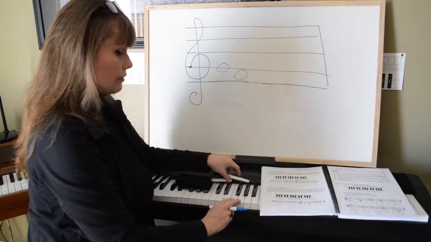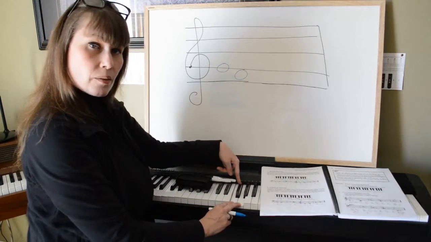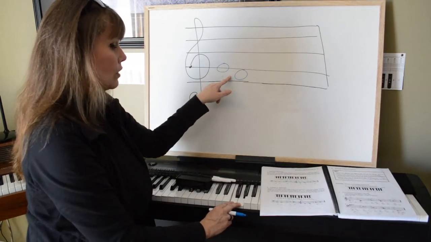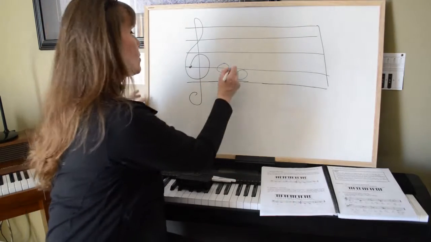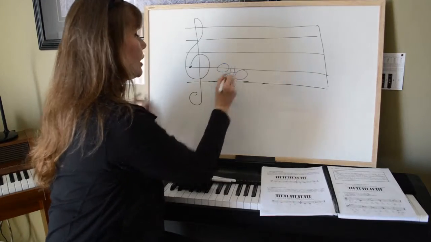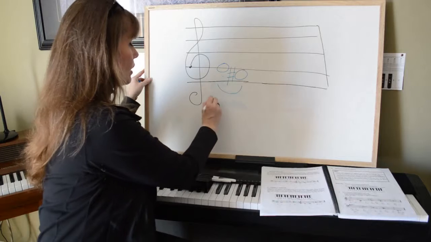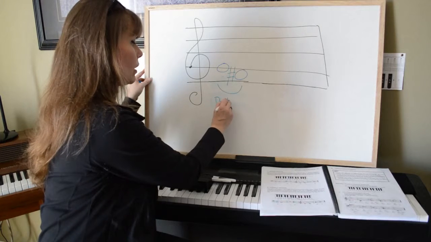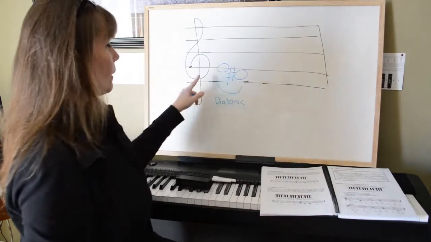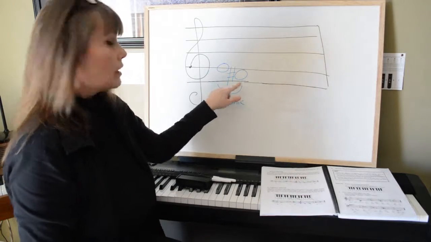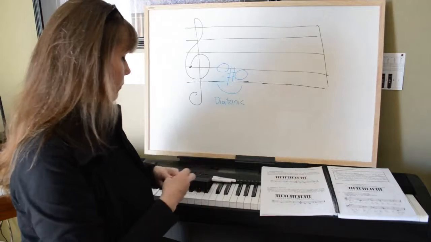Now from G to F on the piano, again, there's a black note in the middle. So somehow I have to get to that black note, but I need to use the F. So I'm going to raise my F and add a sharp to it. And now I've gone a diatonic semitone below a given note. They're different note names, but they've still moved that half step. So we've moved a semitone.